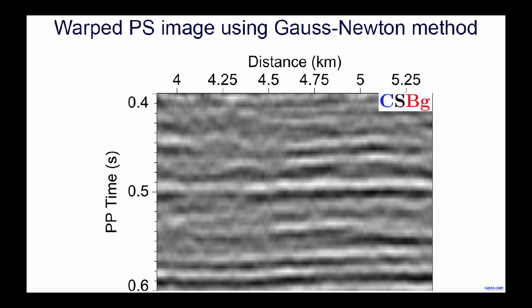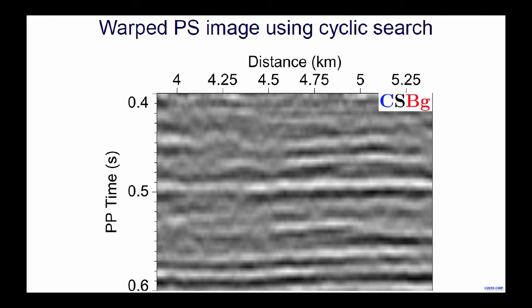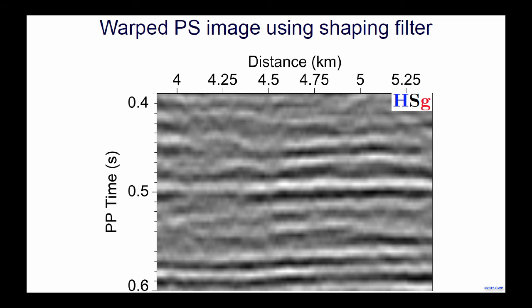Here's a zoomed in region of the Gauss-Newton image, and you'll notice differences between this image and the cyclic search image. And these differences are simply due to the differences between our estimated PP and PS wavelets. And now the differences between the cyclic search method and the shaping filter method are due to the shaping filter method not being able to account for the different types of wavelet distortions.